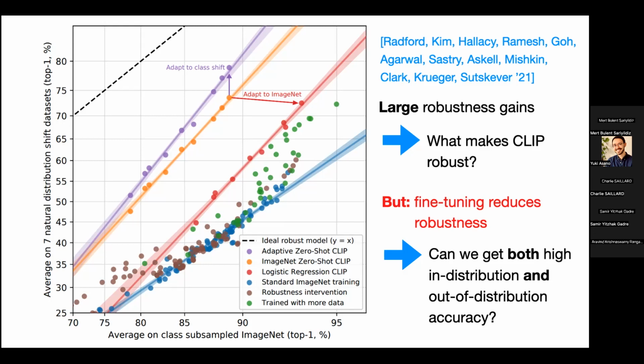to this distribution shift. And so we might ask the question, how can we actually get the best of both worlds? These CLIP models are incredibly robust. We'd like to preserve this robustness while also getting the accuracy gain on our downstream task, in this case, ImageNet.